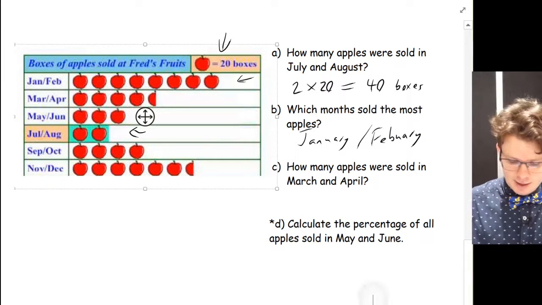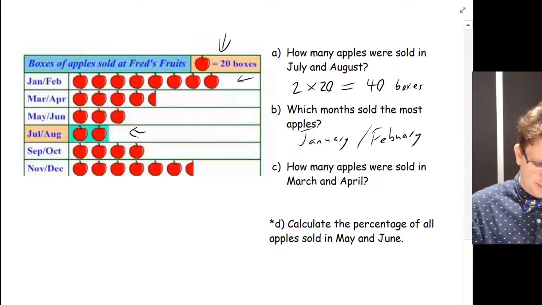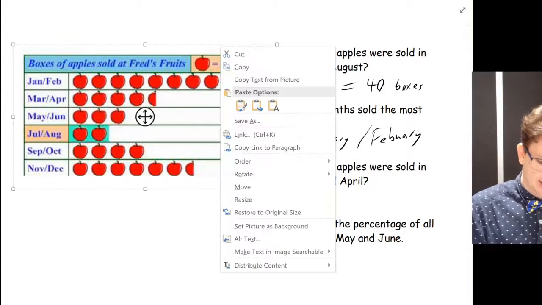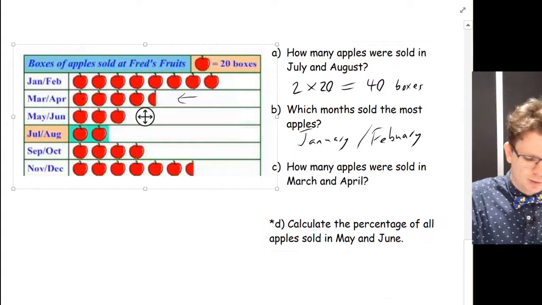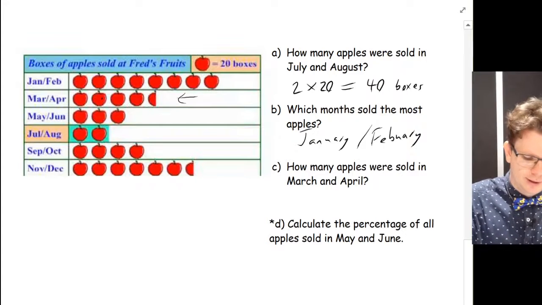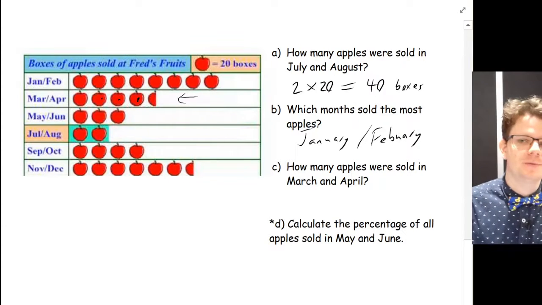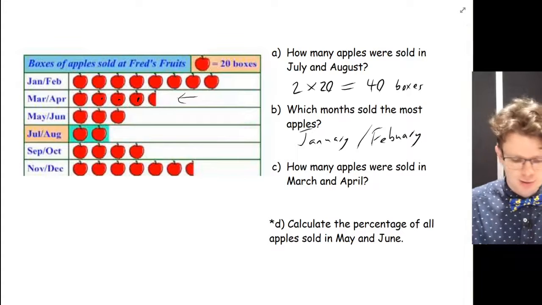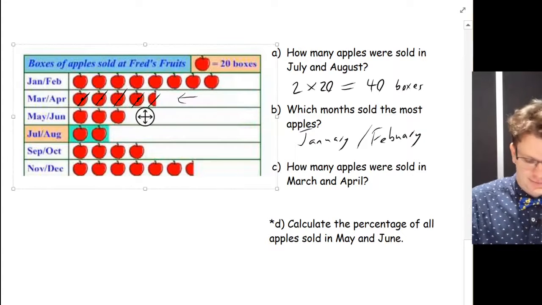And the next one is how many apples were sold in March and April? Well, March, April is down here. Okay, so this one's a little bit trickier because there's a half one, right? So we've got 20, 40, 60, 80. What does half represent though? Well, half of 20 is 10. So that's 20, 40, 60, 80, 90.